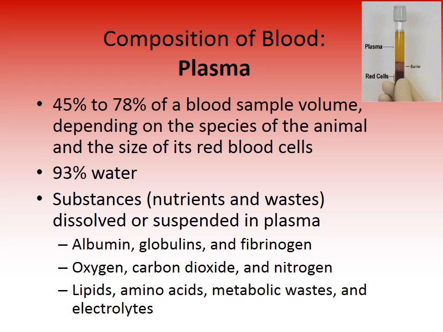So 93% of it is water. Although I think on the last slide it said 91%. Either way, the majority of it is water. Substances, so nutrients and waste, dissolve or suspend in the plasma. So that's where you're going to find nutrients and waste. Albumin, globulin, and fibrinogen are going to be found within this plasma. Oxygen, carbon dioxide, and nitrogen are going to be within this plasma, as well as lipids, amino acids, metabolic wastes, and electrolytes. Those are all within the plasma.